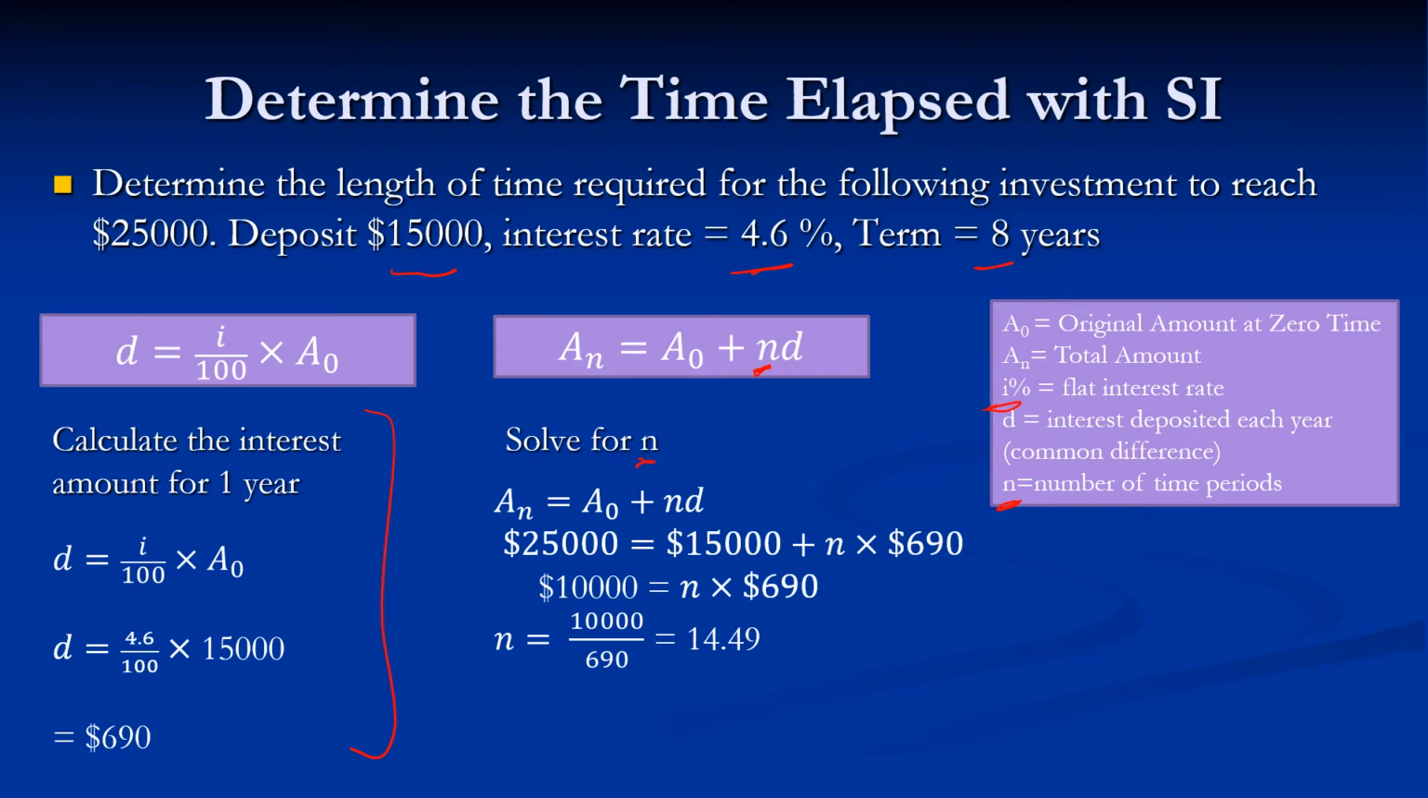So what we've done here is I've just substituted in the values, but you can see that n is unknown. I can then just rearrange or transpose to solve for it. So what do we say?